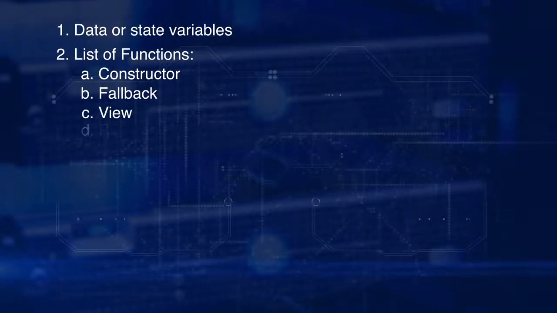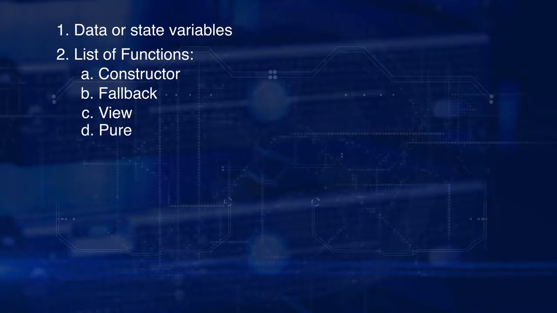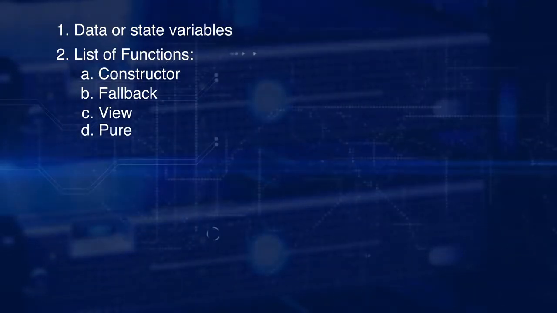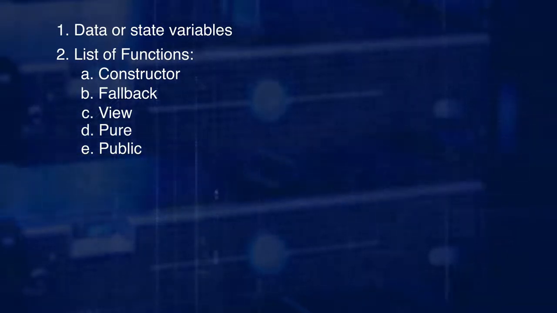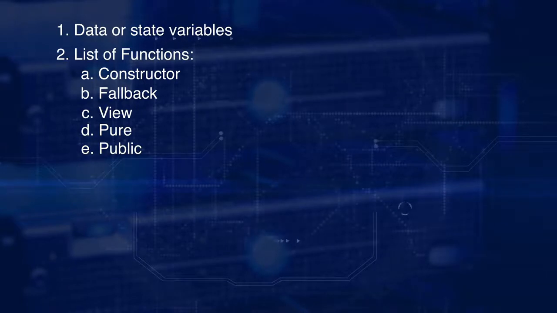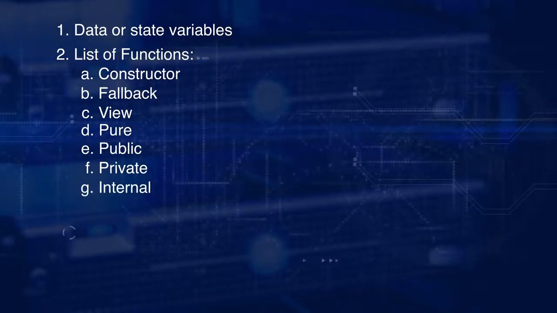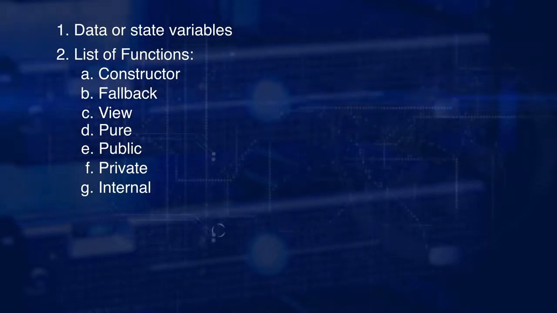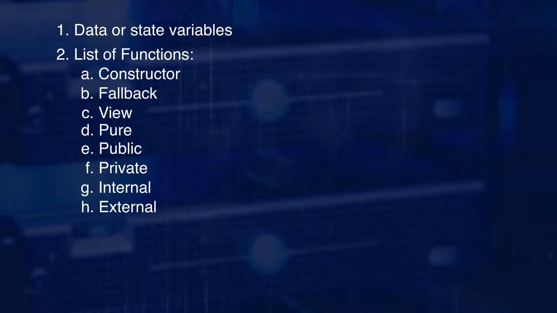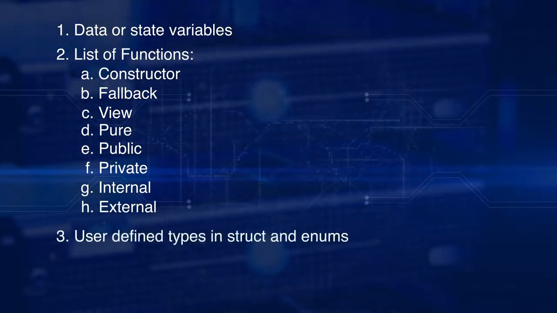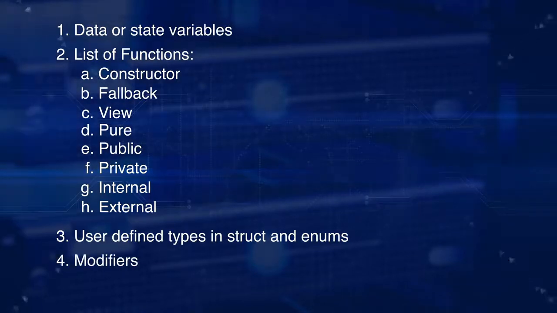View functions, pure functions, no state change, it computes and returns a value, example math functions. Public functions, accessible from outside through transactions, state changes recorded on the blockchain. Private function, accessible only within the current contract. Internal function, accessible inside the current contract and inherited contracts. External functions can be accessed only from outside the smart contract. User-defined types, structs and enums, modifiers, and finally, events.